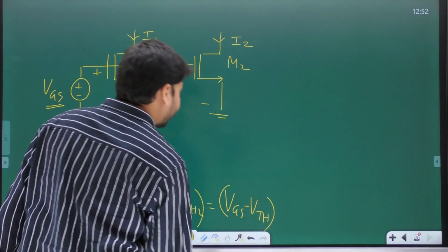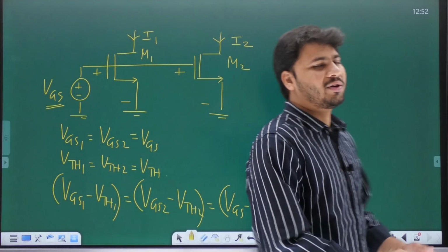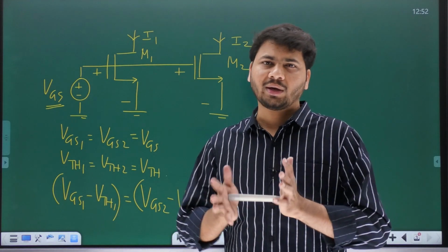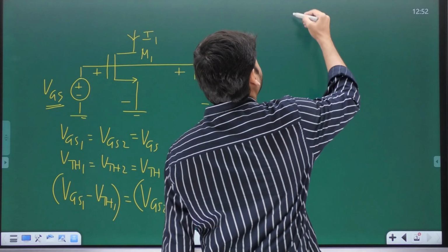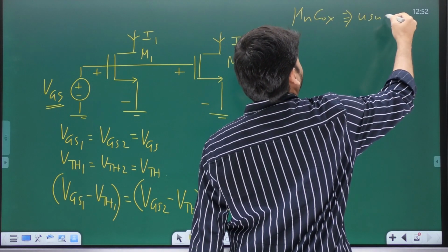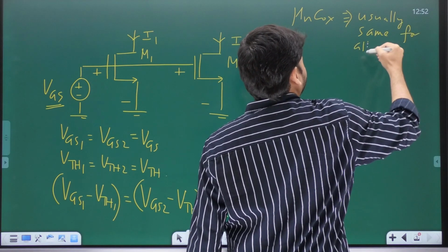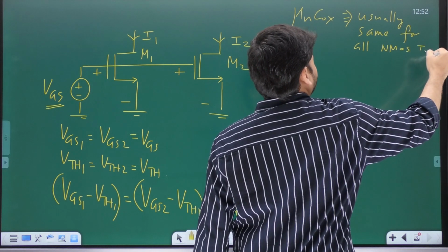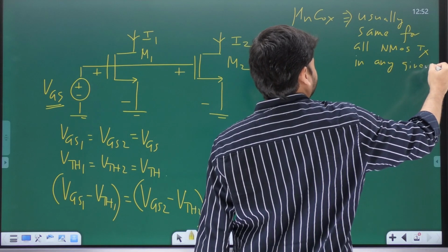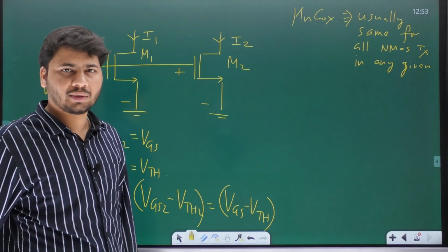VGS minus VTH. And usually the value of mu n and Cox will be the same for all transistors in any given technology, okay? So mu n and Cox is what? Usually the same for all NMOS transistors in any given technology, okay? Later on you'll understand what is the meaning of in a given technology, okay?